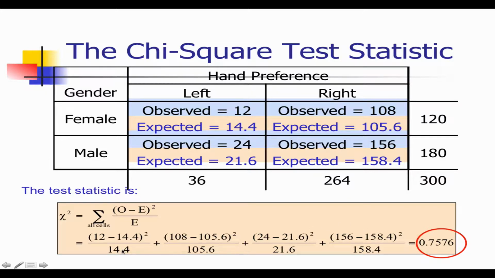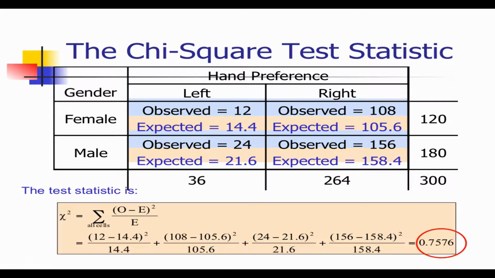And in the denominator, you put the expected frequency here. So this squared distance over the corresponding expected frequency, which is 14.4 right here. So you do that for each cell, and the final chi-square statistic is the summation over all the cells in your contingency table. So this gives you a chi-square of 0.75.